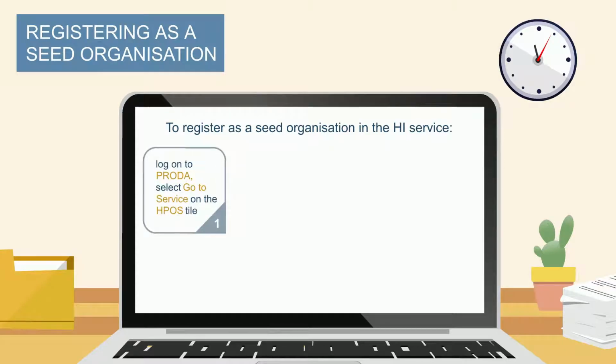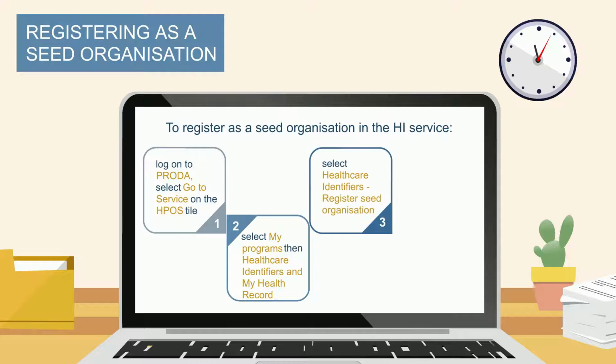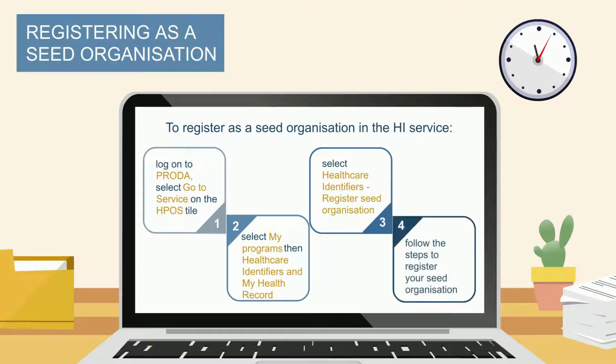Step 1. Log on to PRODA. Select Go to Service on the HPOS tile. Step 2. Select My Programs, then Healthcare Identifiers and My Health Record. Step 3. Select Healthcare Identifiers, register seed organisations. Step 4. Follow the steps outlined to register as a seed organisation.